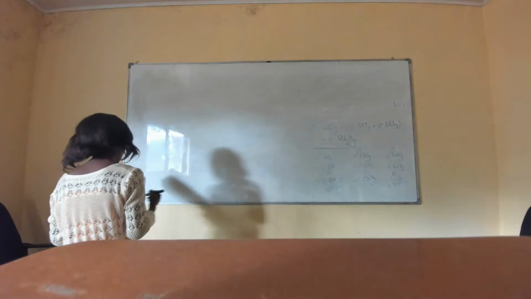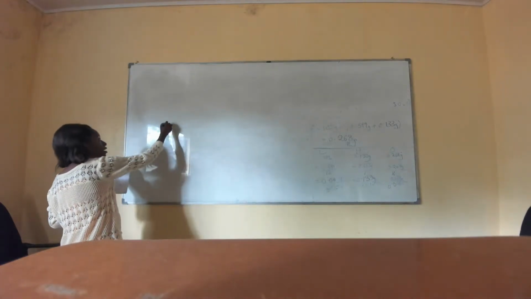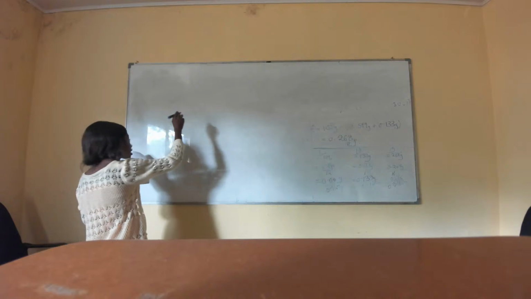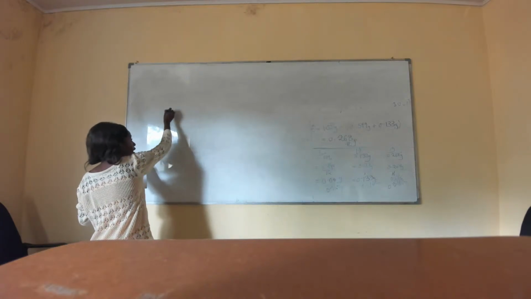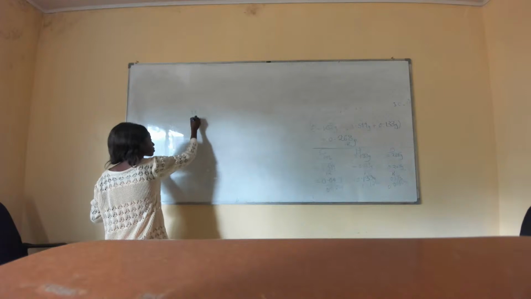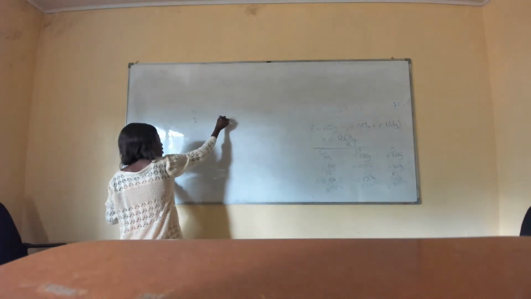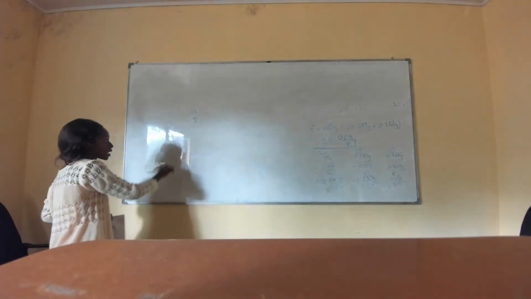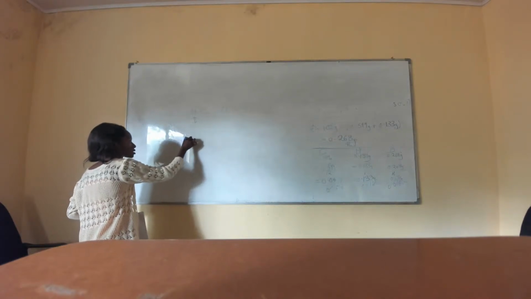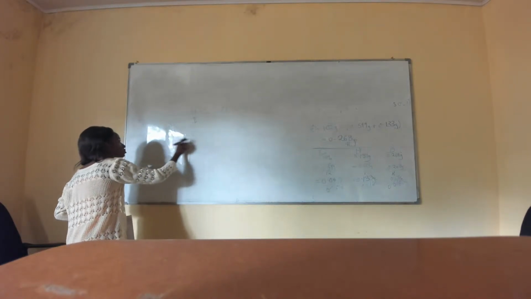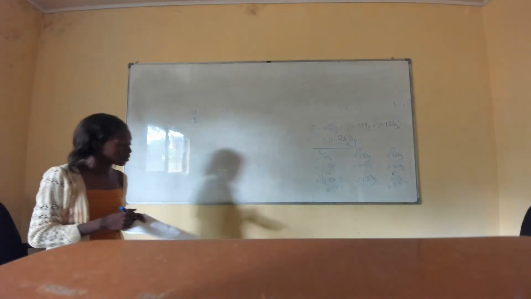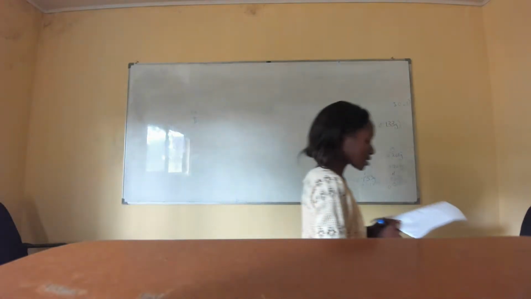Okay, so when we divide everything, we'll find that our mole ratio will be 3 for carbon, 8 for hydrogen, and 1 for oxygen. So our empirical formula simply becomes C3H8O1. That's our empirical formula.